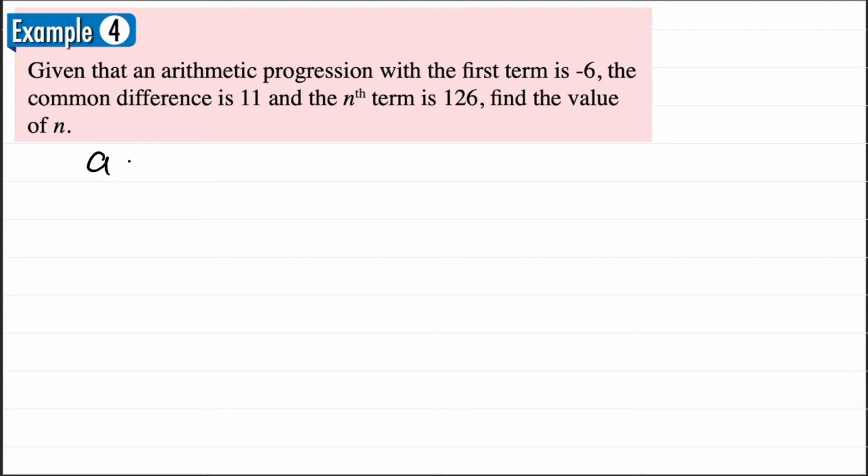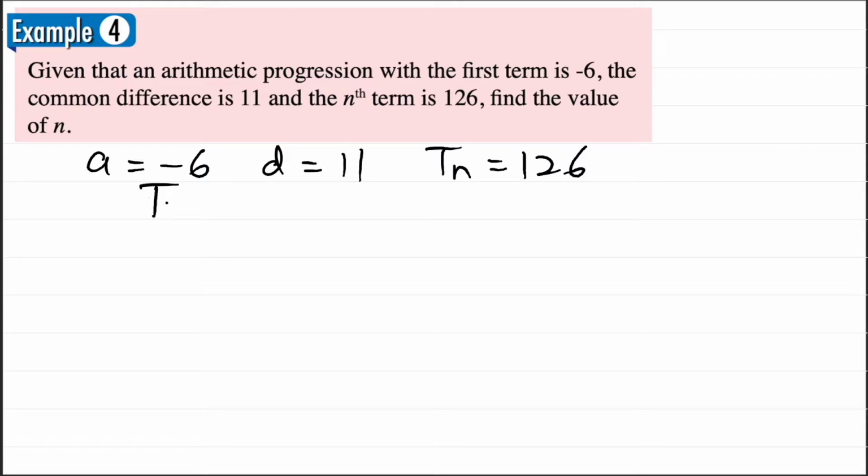Now, given that arithmetic progressions with the first term, so terus tulis dia punya information given. First term adalah A, negatif 6. The common difference dia dah bagi 11. Dan dia dah bagi dia punya Tn adalah 126. So, kita nak cari the value of N.